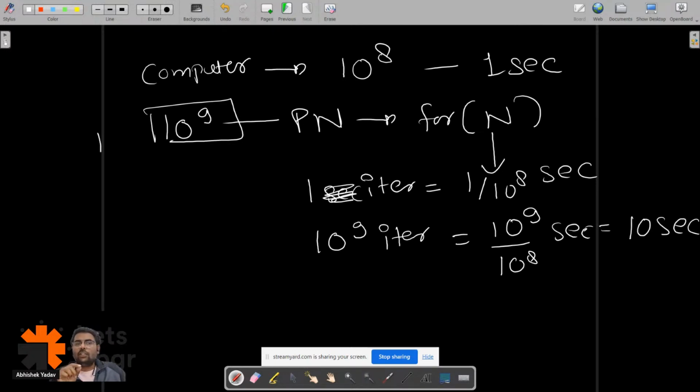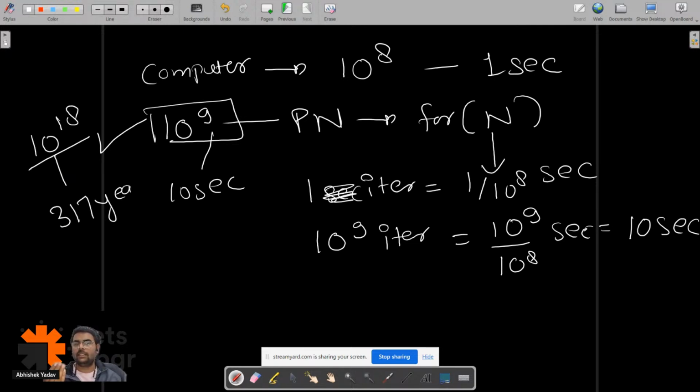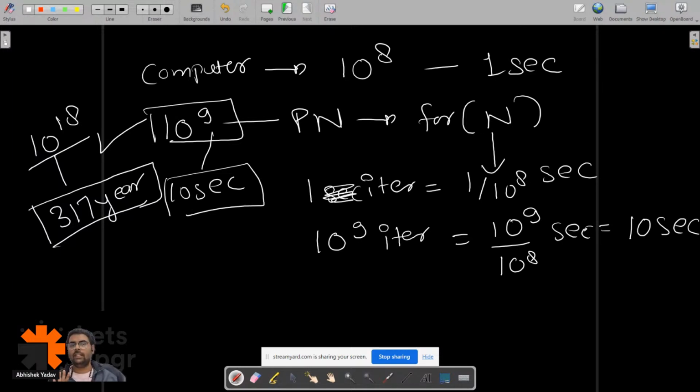So to check whether 10 to the power 9 is a prime number or not, your computer takes 10 seconds, and to check whether 10 to the power 18 is a prime number or not, your computer takes 317 years. Right everyone? 10 seconds you will say, okay, I will wait for 10 seconds because I wrote this code. But 317 years, you will not be alive. So let's try to observe how we can optimize our code.